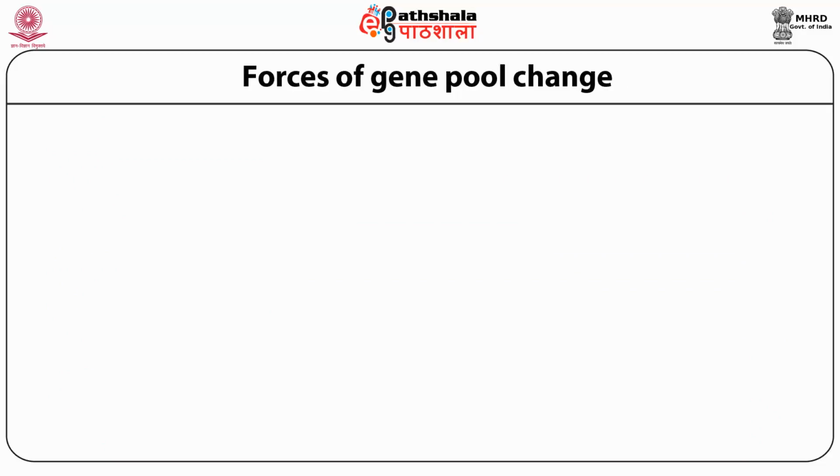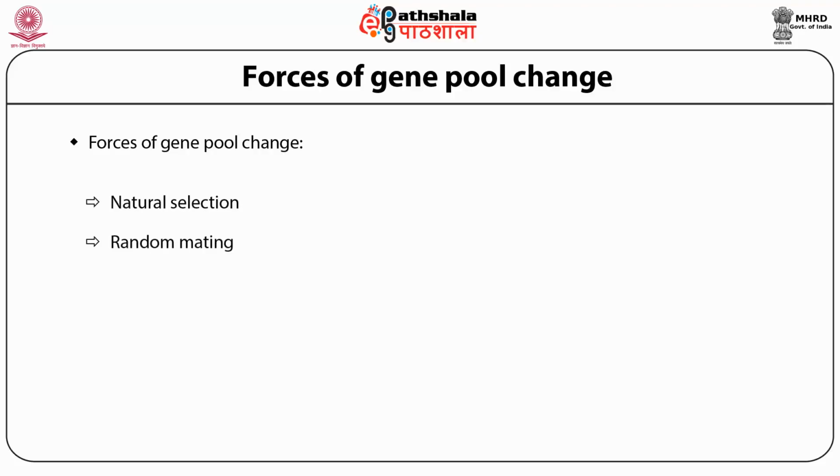Now let's move towards the forces of gene pool change. These forces are the same which bring about evolution. These are natural selection, random mating, mutation, gene flow, and genetic drift, such as the bottleneck effect and founder's effect. To begin with, let's discuss mutations first of all. Mutation, as we all know, is the random change in the actual genetic code, including changes in a single DNA base. It can be insertion or deletion of a DNA sequence or any other rearrangement of a DNA sequence.